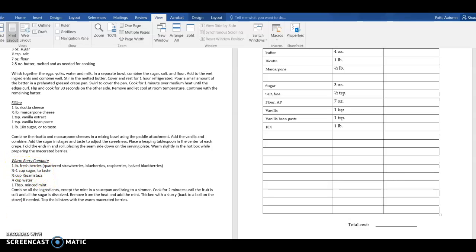So we need 1 pound of fresh berries. There are 4 different berries specified here, so I listed them all separately. This is a separate category now as we're talking about produce items. 1 pound divided by 4 gives me 4 ounces for each of these berries.